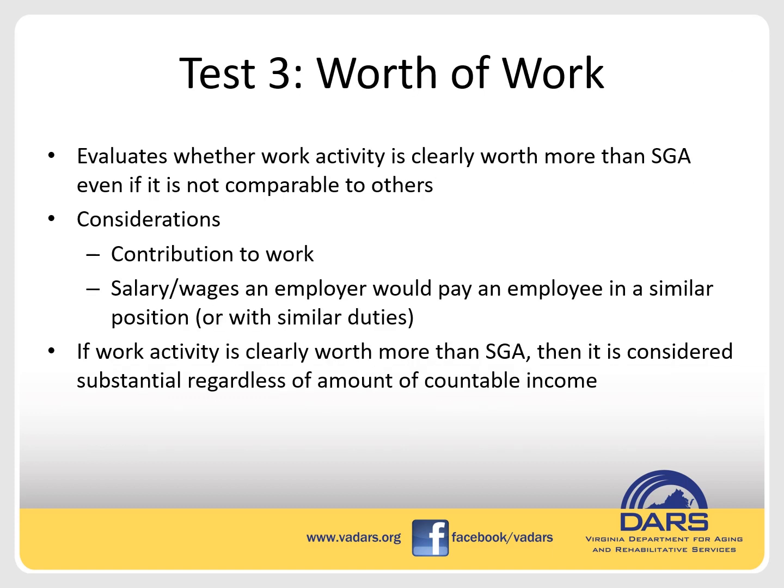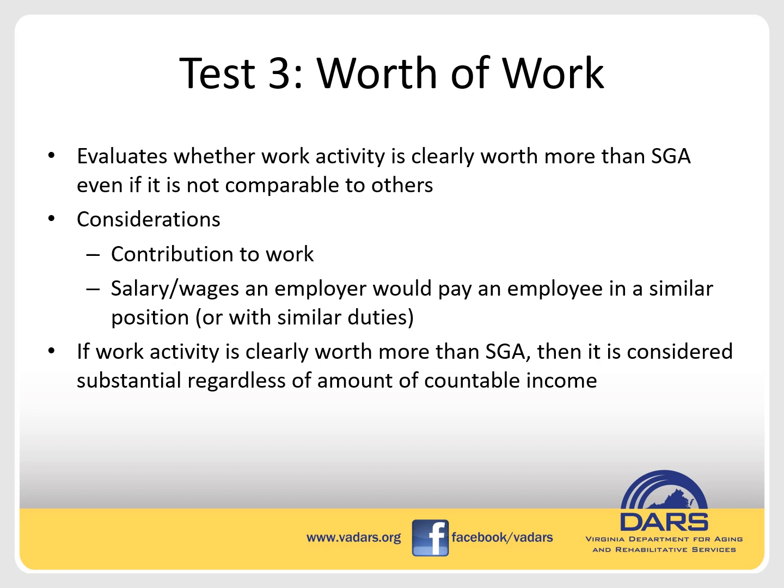So test 3 is worth of work, and obviously this one only applies if the beneficiary meets both test 1 and 2. If they don't, then Social Security wouldn't get this far. But if they do, then they're going to look at test 3, worth of work. And this is where Social Security is going to evaluate whether the work activity that the person does for the business is worth more than the current SGA guideline, even if it's not comparable to other businesses in the area that are providing the same or similar services to what the client's business does.